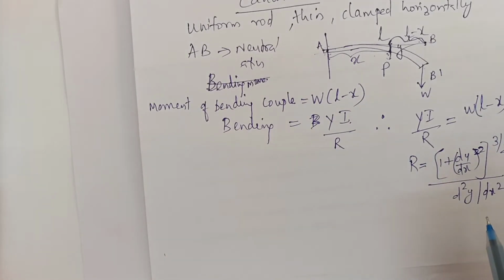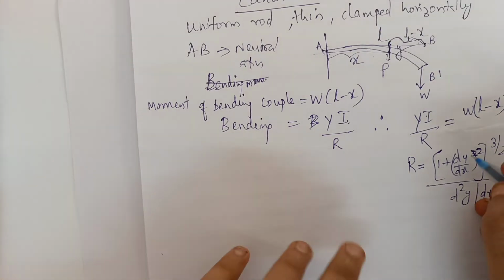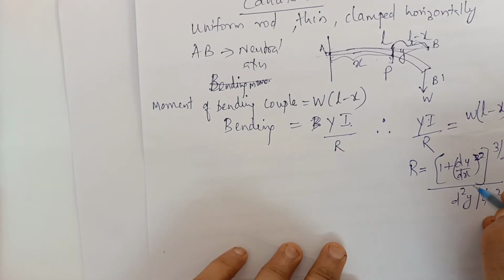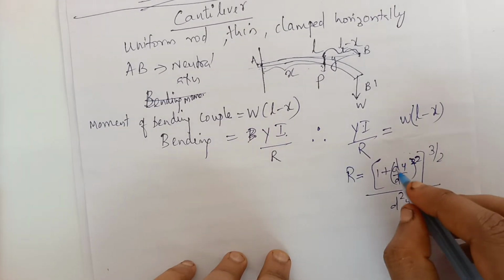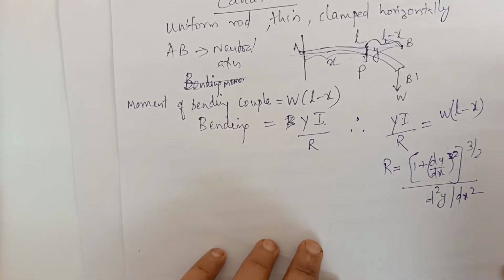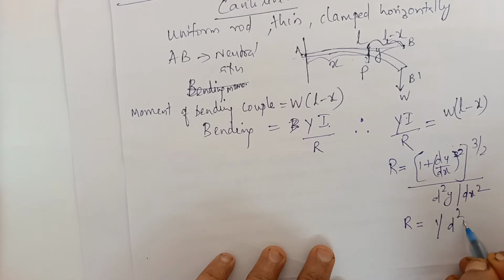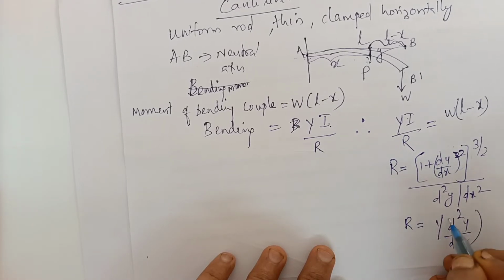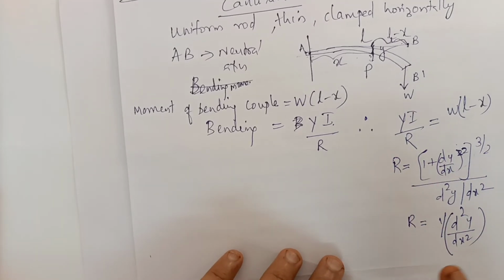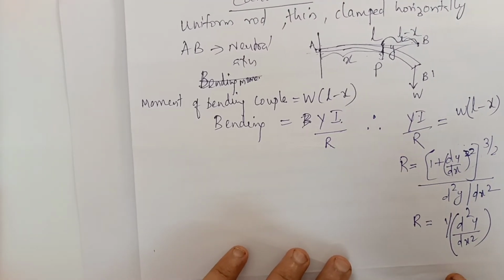Okay. Now y is very small. We have said the depression is very small. So what can we do? We can neglect the term (dy by dx) the whole square. When we neglect it, what will R become? R will be 1 by d square y by dx square, because the numerator is neglected. So R is equal to d square y by dx square.